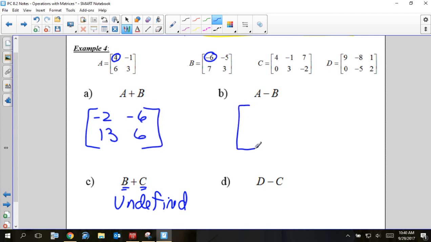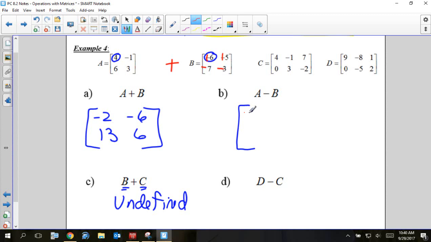For subtraction, same thing, you're doing the corresponding elements, but this one's 4, subtract -6. Have you guys been taught an easier way to do subtraction? Instead of subtracting a negative, what could you do? You could add the opposite. So if you wanted to, you could just add all the opposites of these, and then think about it as addition. Maybe you make fewer mistakes that way.